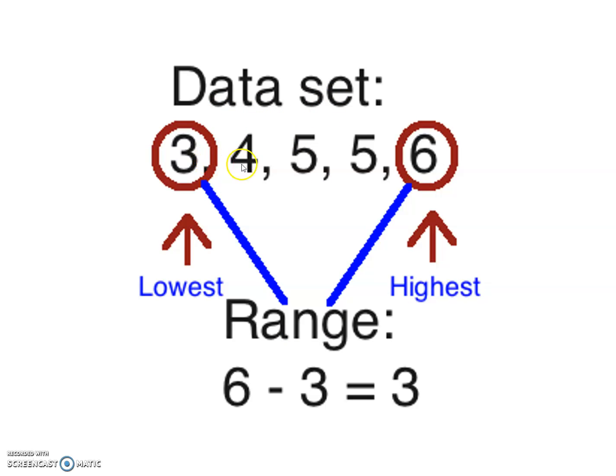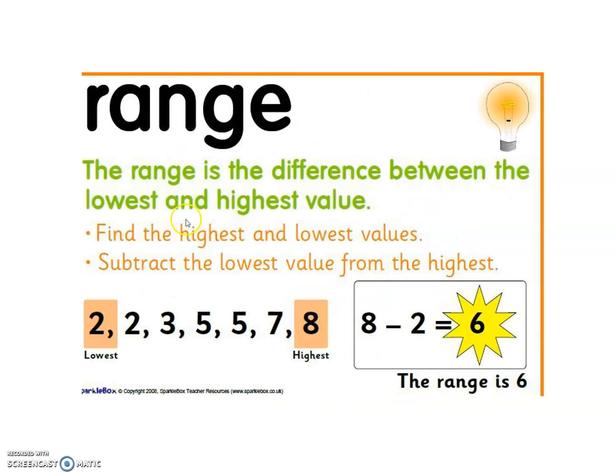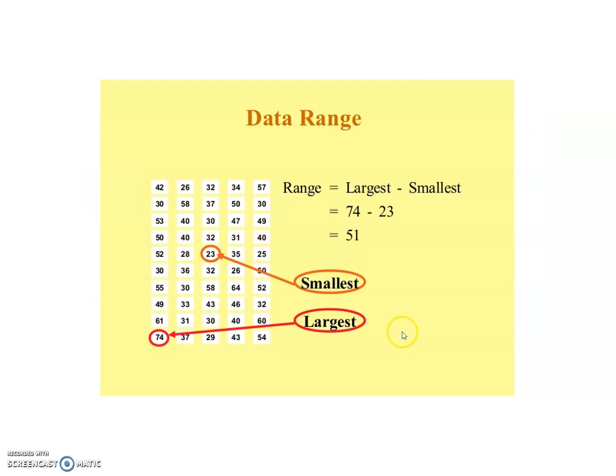Data set: suppose 3, 4, 5, 5, 6 are the numbers. Which is the highest number? That is 6. Which is the lowest number? 3. The highest minus the lowest gives the range, so 6 minus 3 gives 3. Range is the difference between the lowest and highest value. Find the highest and lowest value, then subtract the lowest from the highest. For example, 2, 2, 3, 5, 5, 5, 7, 8. Which is lowest? 2. Which is highest? 8. So 8 minus 2, highest minus lowest, gives 6. The range of the given data is 6.